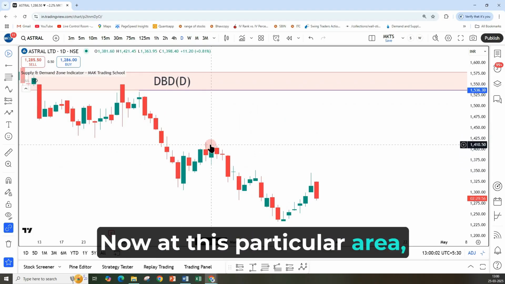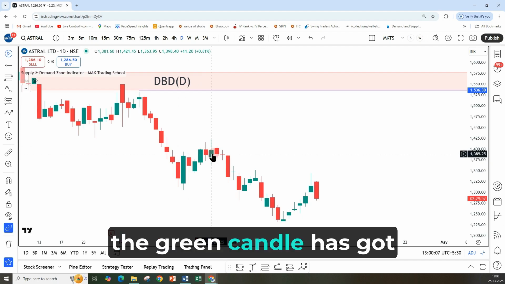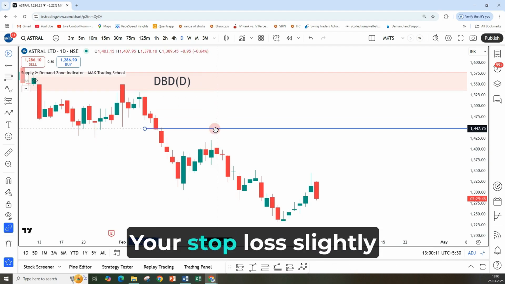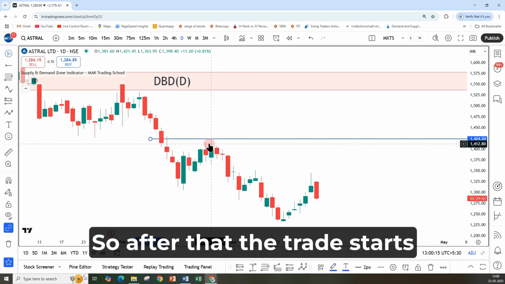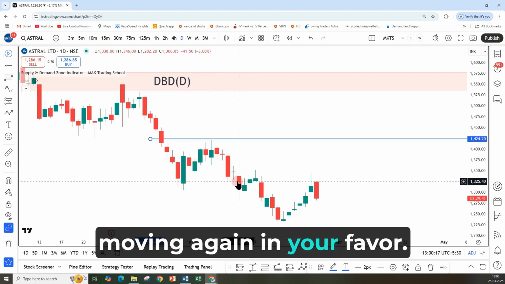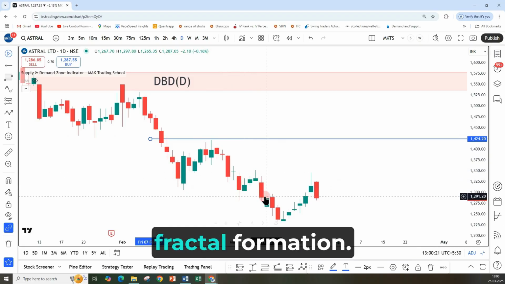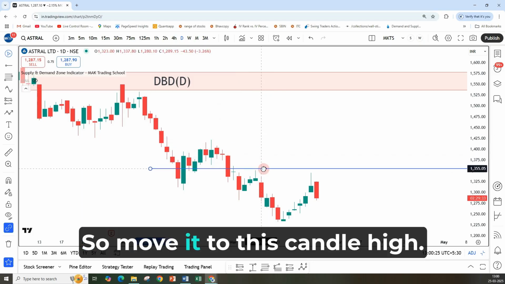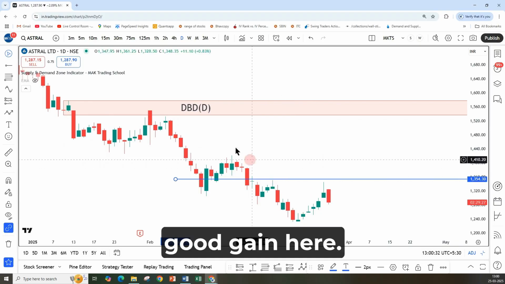Now at this particular area, candle 1, 2, 3, 4, 5. The green candle has got the highest high, so you have a new fractal. Trail your stop loss slightly above that. So after that, the trade starts moving again in your favor, not stopped out. Now you are having another fractal formation. So move it to this candle high. So if the trade goes against you, you are assured of a good gain here.